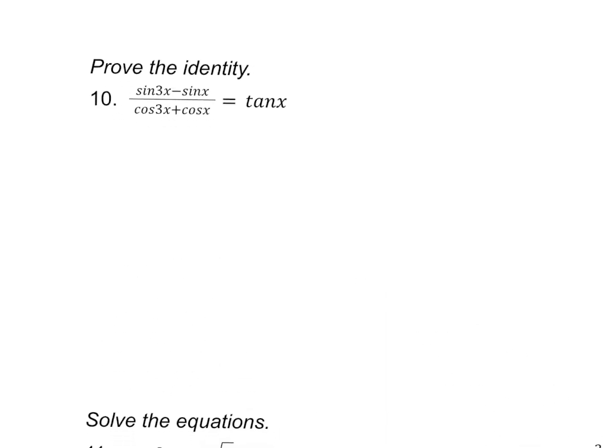Number 10, prove the identity. So let's go. I see sine minus sine on the top, so I'm looking at my sheet again. Sine minus sine. Where is sine minus sine? And it says do this. It says do 2 cosine of (x plus y), which is 4x over 2, sine of (x minus y), which would be 2x over 2.